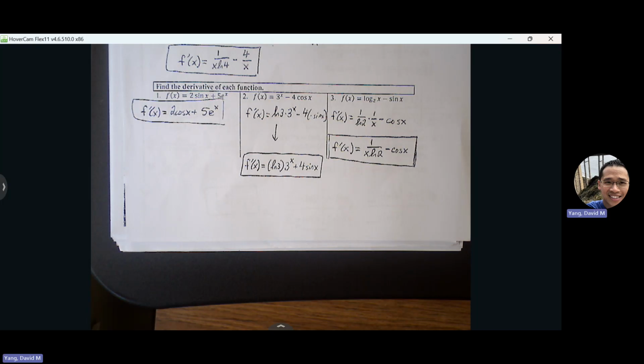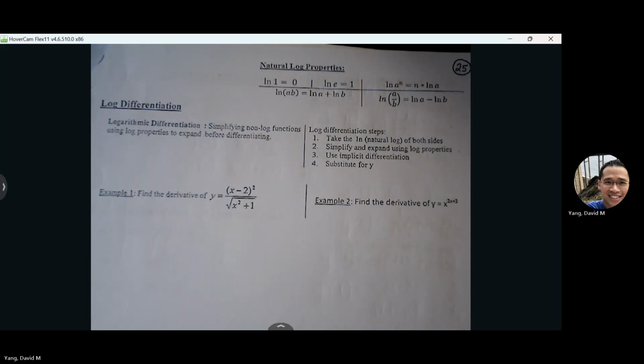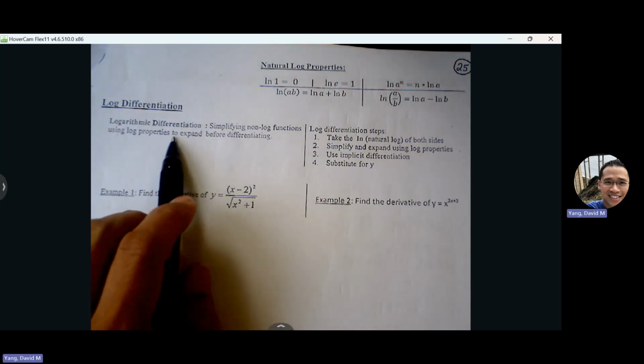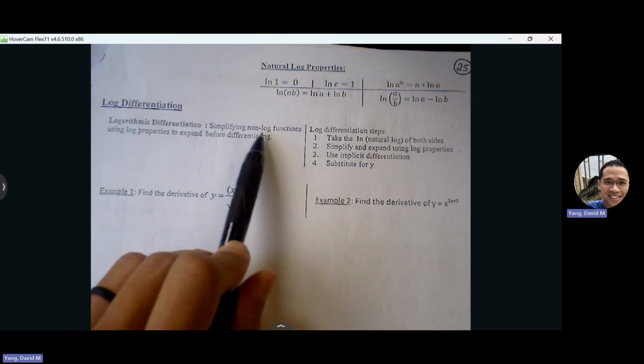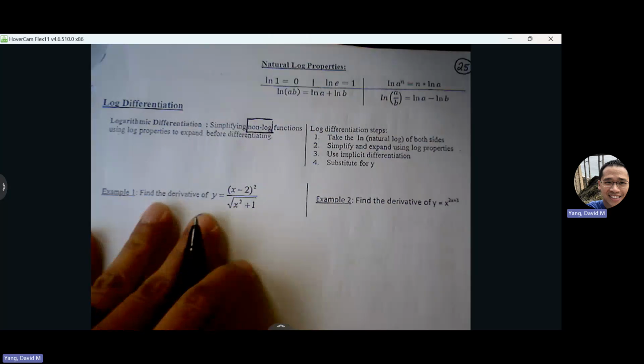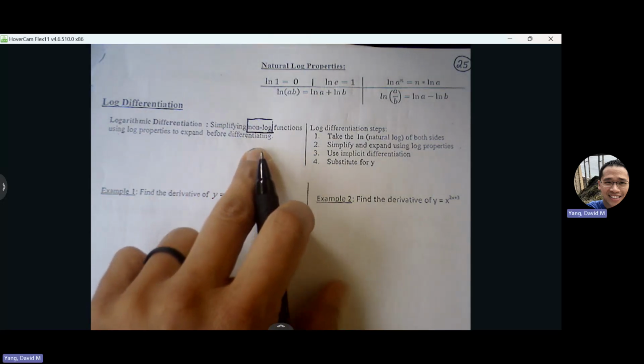All right, I have one more new topic to go over, and that is called log differentiation. Page 25. So log differentiation is where we simplify a function that has no logs in it. It's a non-log function, using log properties to expand before differentiating.